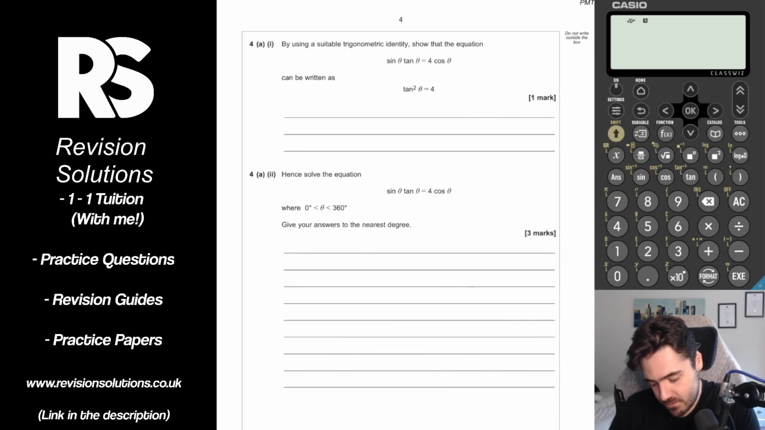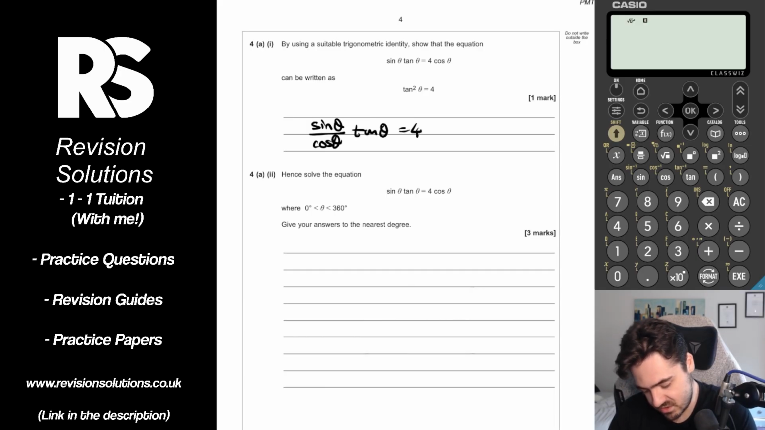Okay, moving on to question 4. It says, by using a suitable trigonometric identity, show that the equation sine theta tan theta equals 4 cos theta is the same as tan squared theta equals 4. Well, we want to get rid of the sine theta and cos theta and ideally generate a new tan theta, so it would be smart to divide by cos theta because sine theta over cos theta is tan theta. If we do that, we'd have sine theta over cos theta times the tan theta still equals 4, which is just tan theta times tan theta. So we have tan squared theta equals 4.